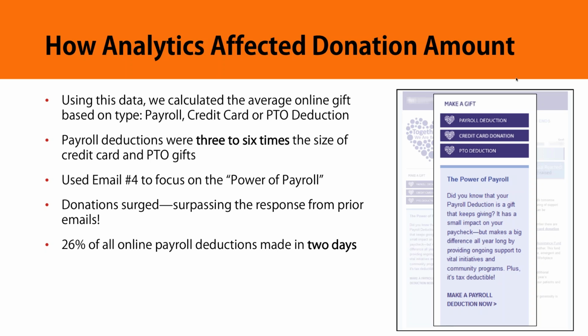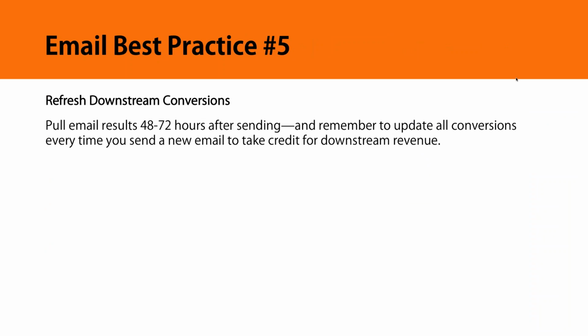So some really phenomenal ways that analytics can keep pushing email marketing, keep pushing your donation efforts, and taking things to the next level. We'll share 3 more email best practice tips for you. So the next one is talking about refreshing the downstream conversions. So the conversions that we talked about that come through as a direct result of your email, it's important to keep refreshing those. So for our clients, we typically pull the email results 2 to 3 business days after sending, but every time we send a subsequent email campaign, we keep updating our conversions.